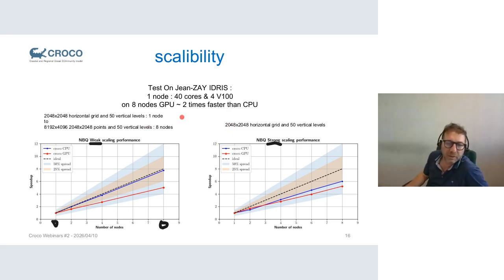We can see that for Croco on CPU, on weak scalability, the scalability is near perfect. At least on 8 nodes, with 320 cores and 32 GPUs, the simulation with GPU is 2 times faster than CPU.